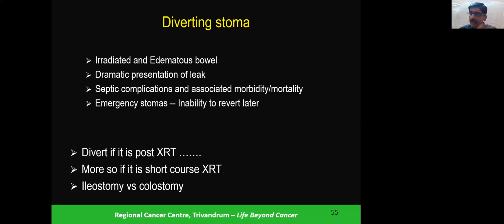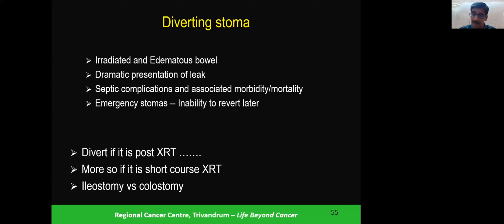morbidity and mortality. But the point I look at is that this patient can be salvaged by doing an emergency diverting stoma if you have not done a stoma initially. But the problem is that once a patient develops a leak and then you do a diverting stoma, most of the time you won't be able to revert the stoma, because that leak is a major leak and it won't heal and you won't be able to close the stoma. That is why most of us have a tendency to do a diverting stoma if it's a radiated patient, more so because it is short course RT. But let me tell you that with short course RT, the leak rates are not higher than long course RT, the same.